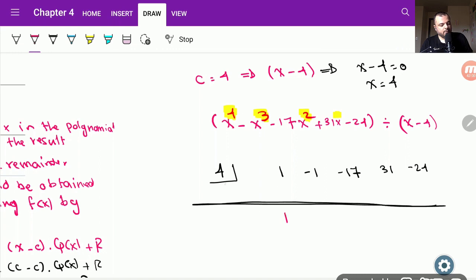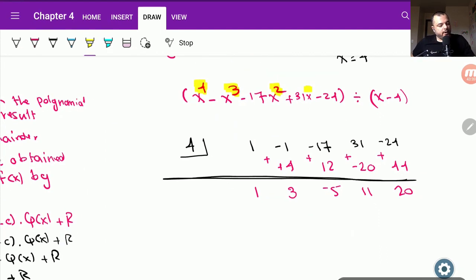So bring down the 1, multiply 1 times 4 is positive 4. Add these guys, you get 3. Multiply 3 times 4 is 12. Add these guys, you get negative 5. Multiply, you get negative 20. Then you get here 11. Multiply, you get 44. Then what do you get at the end? Add these, you get 20. So where can we find the remainder? It's here. This is the remainder. So f of 4, we can say immediately, f of 4 is equal to 20.